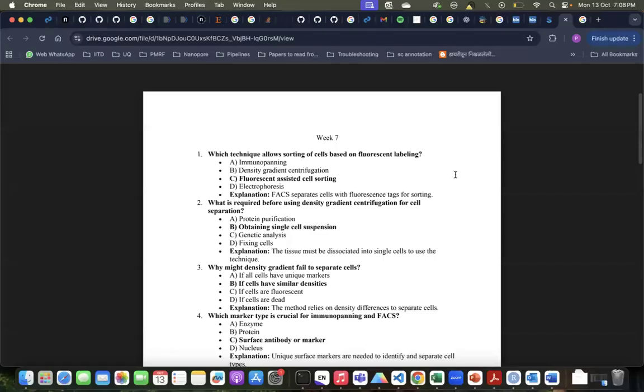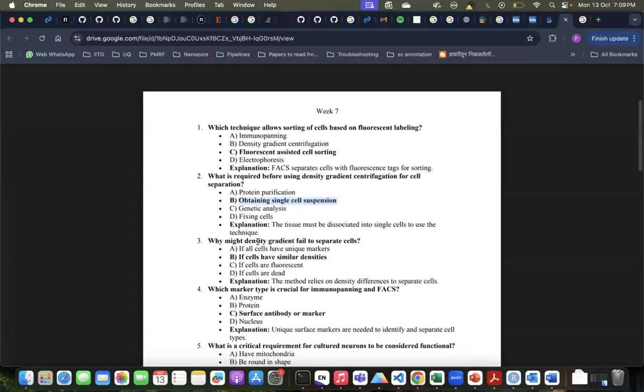Okay. Now, the last thing that I want to do today would be just quickly discussing last week's assignment. So, which techniques allow sorting of cells based on fluorescent labeling? That was FACS. What is required before using density gradient centrifugation for cell separation? Of course, you need single cells. You need to have a single cell suspension.